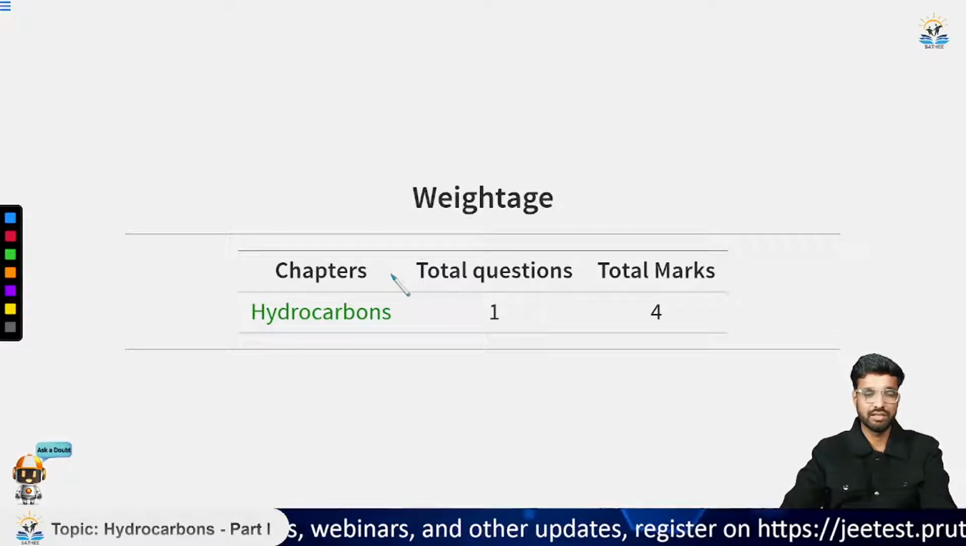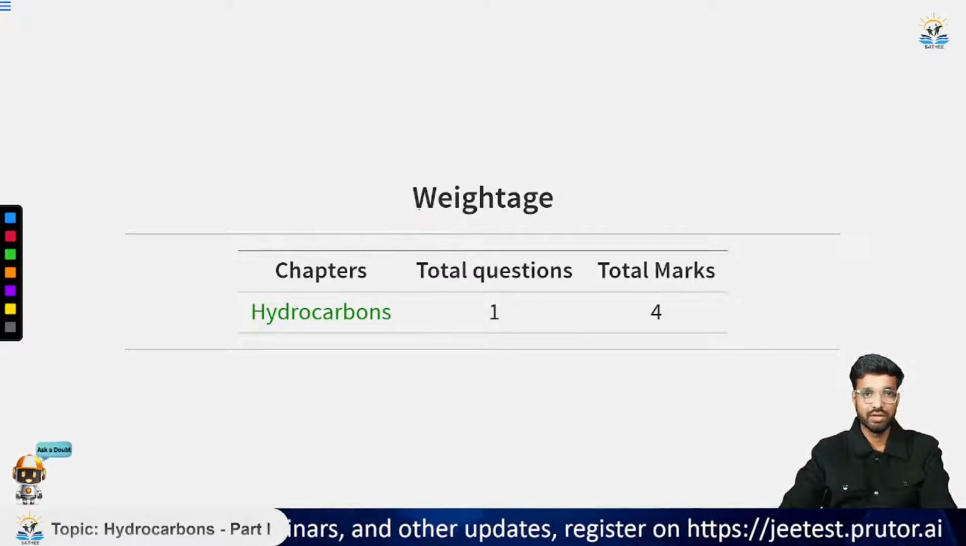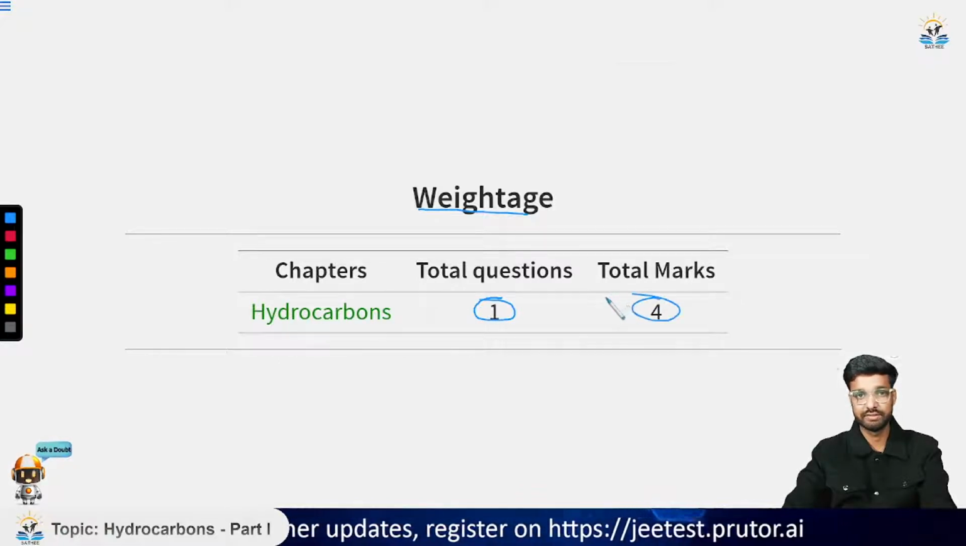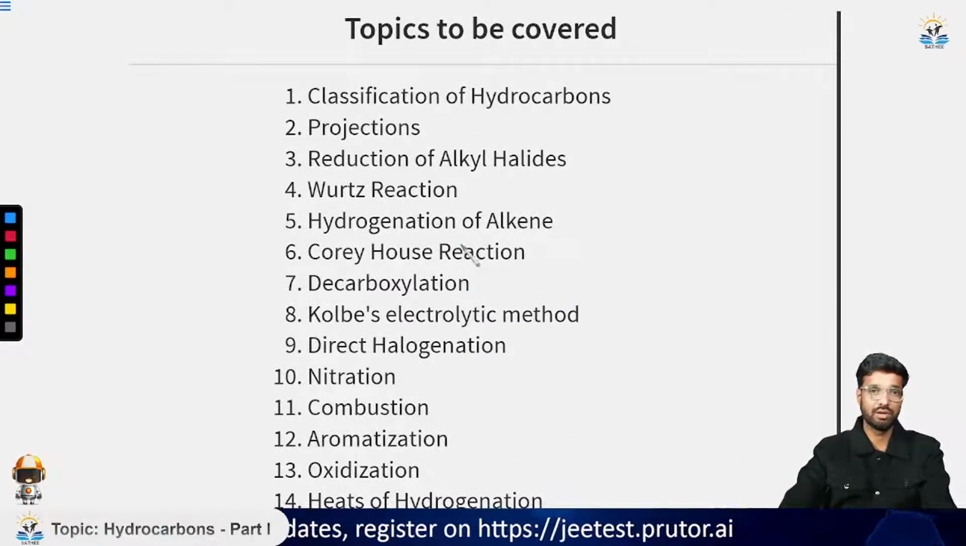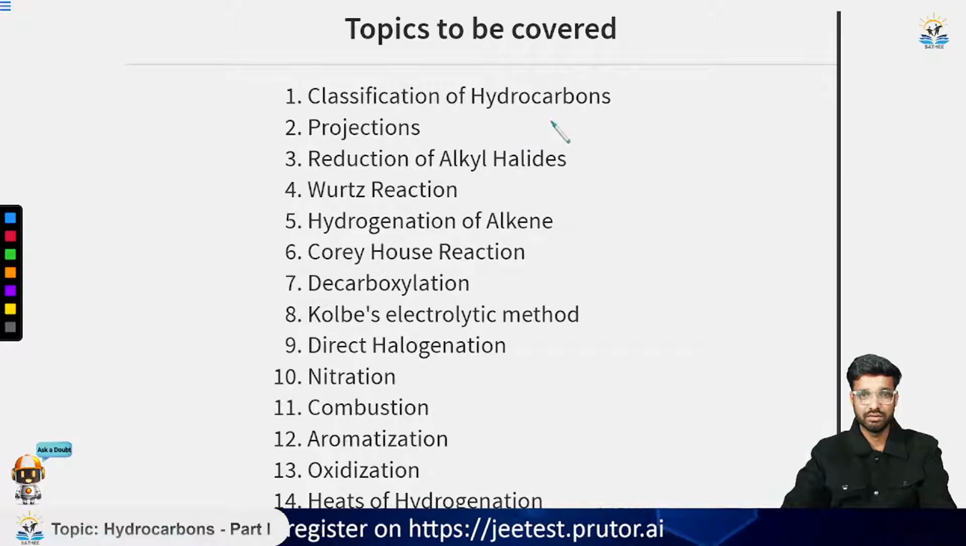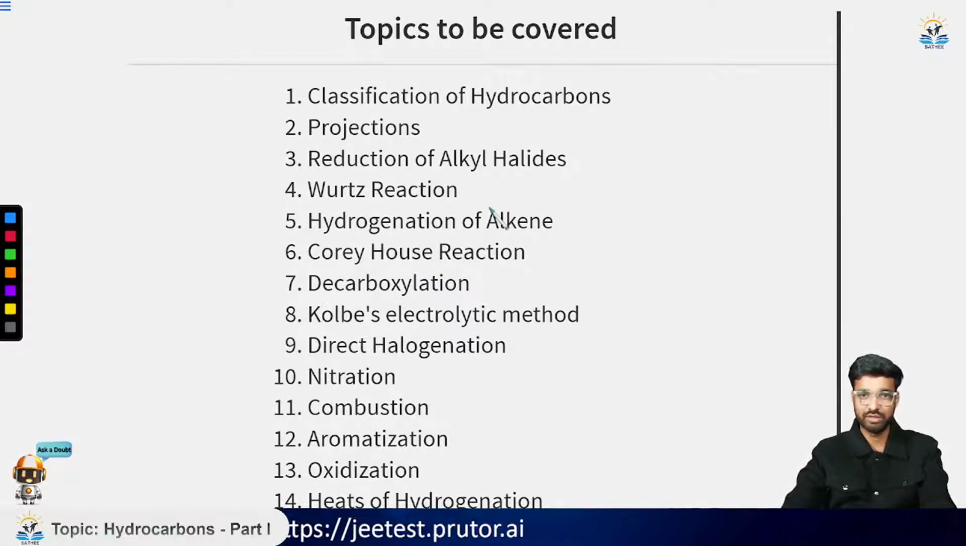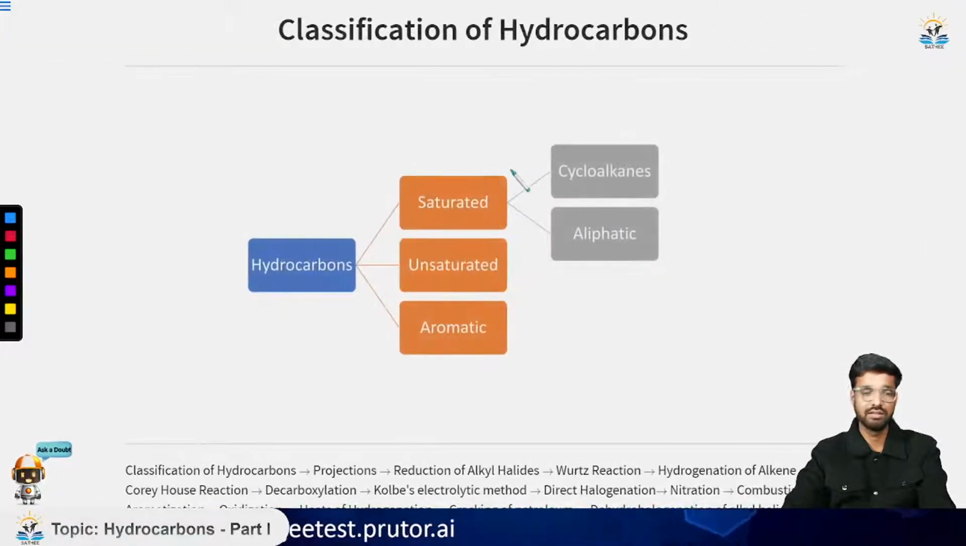Before that, let us see the weightage of this chapter. On average, one question comes from this chapter and it has a weightage of 4 marks. Then these are all the topics that we'll be covering today. You can see that there are many preparation methods given in the topics to be covered.